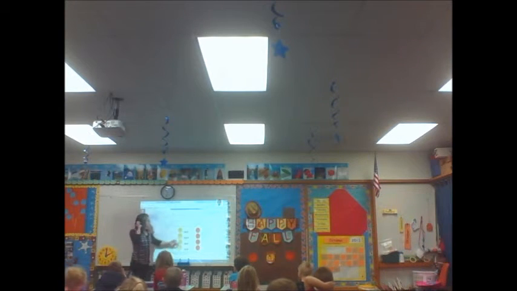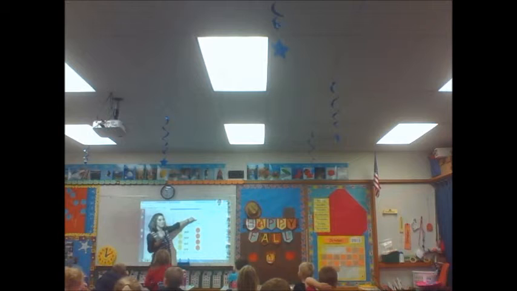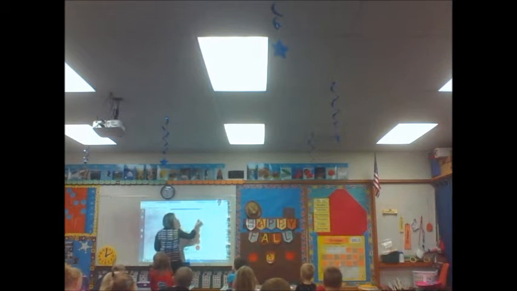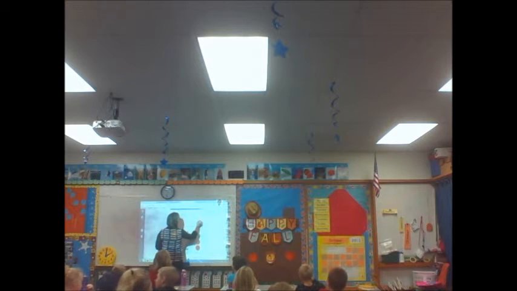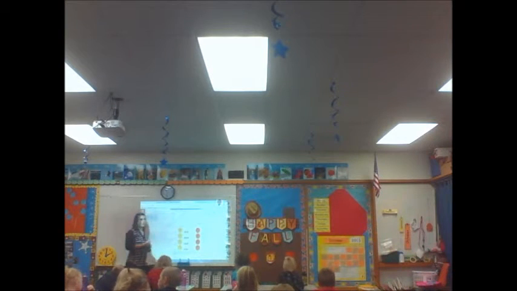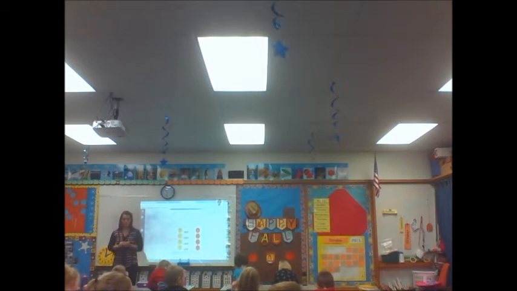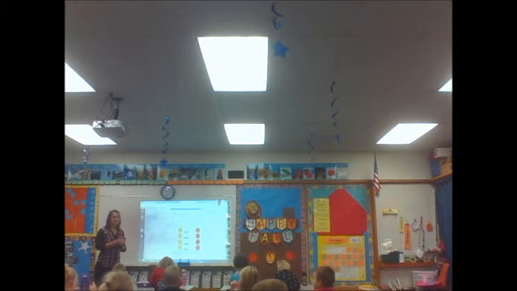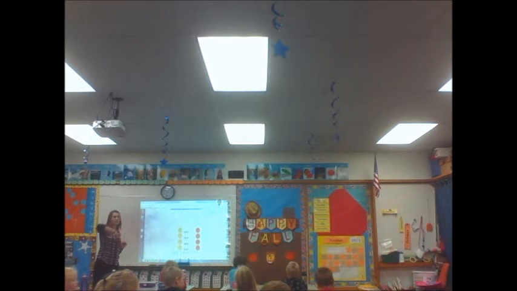Alright, so look over here. We have, what is this? 7. So we need to trace our 7. Right over here. Lay it down. Gunnar, do you have your 7 traced? Are you on the right page? Yeah, you need to turn it the right way because it's upside down.